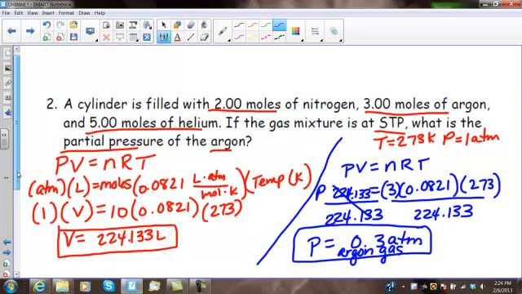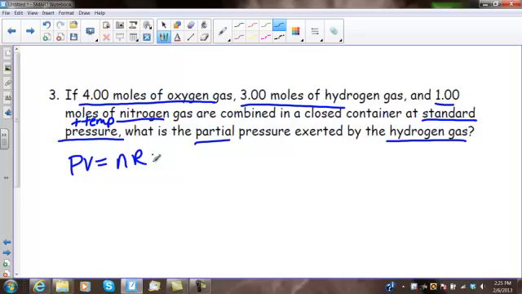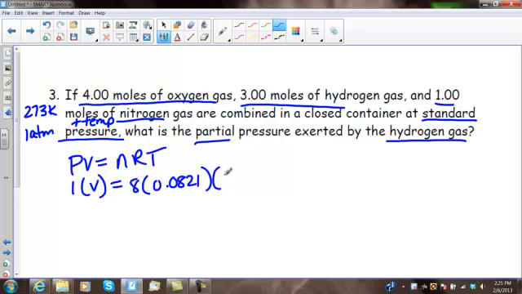Alright, let's just do one more of those for practice. If 4 moles of oxygen, 3 moles of hydrogen, and 1 mole of nitrogen are combined in a closed container at standard pressure, and this should say, and temperature, what is the partial pressure of hydrogen? So they want the partial pressure of hydrogen. We're going to start with PV equals nRT. Remember, the first thing we need to do is find the volume. Standard pressure is 1 ATM. Standard temperature is 273 Kelvin. So we have 1 ATM times V. Our total moles, 4 and 3 is 7 and 1 is 8, times our gas law constant, times our temperature of 273 Kelvin. So our volume is simply 8 times 0.0821 times 273, which gives us a volume of 179.3 liters. Remember, this is in liters.